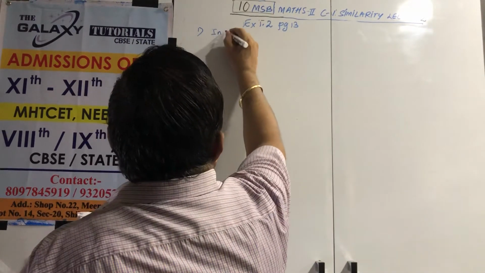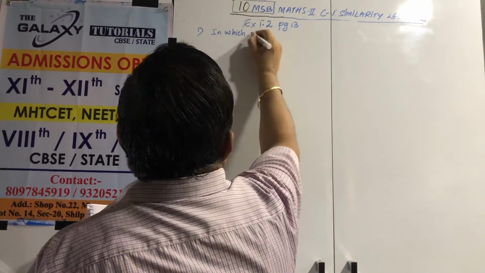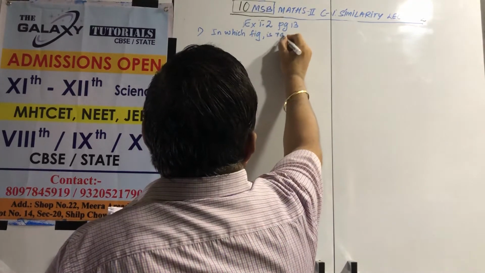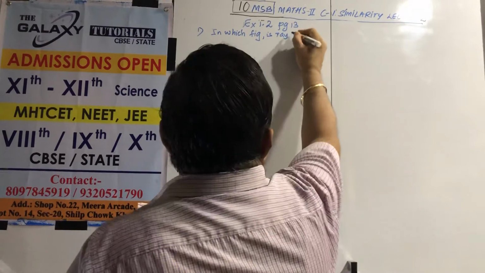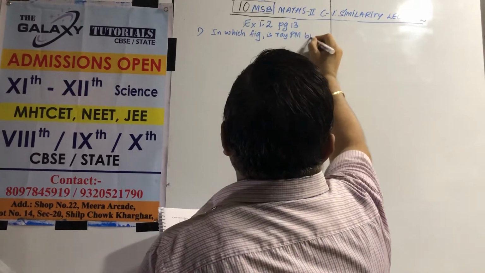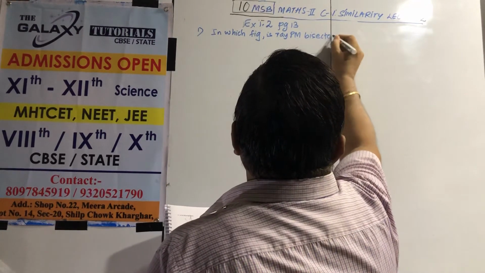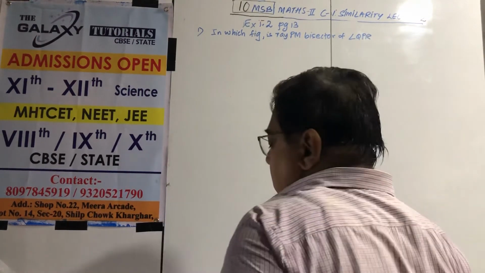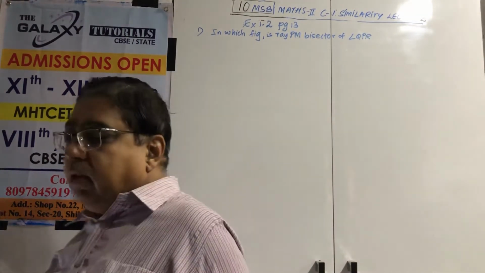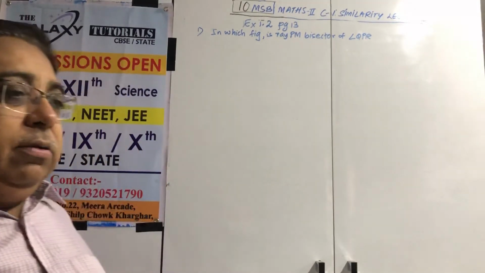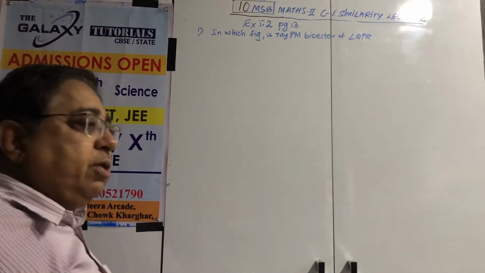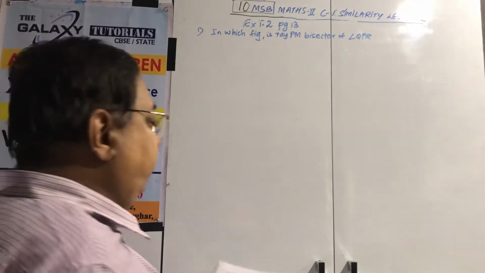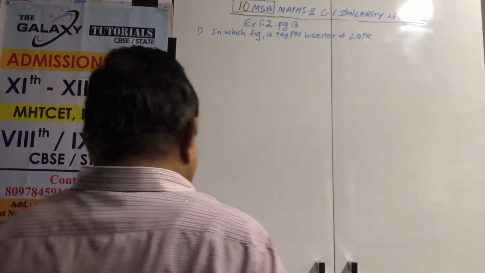In which figure is ray PM the bisector of angle QPR. I remind you, angle bisector theorem. The side bisected ratio is 1:2. The remaining sides ratio is 3:4. 1/2 is equal to 3/4. We will check it out.